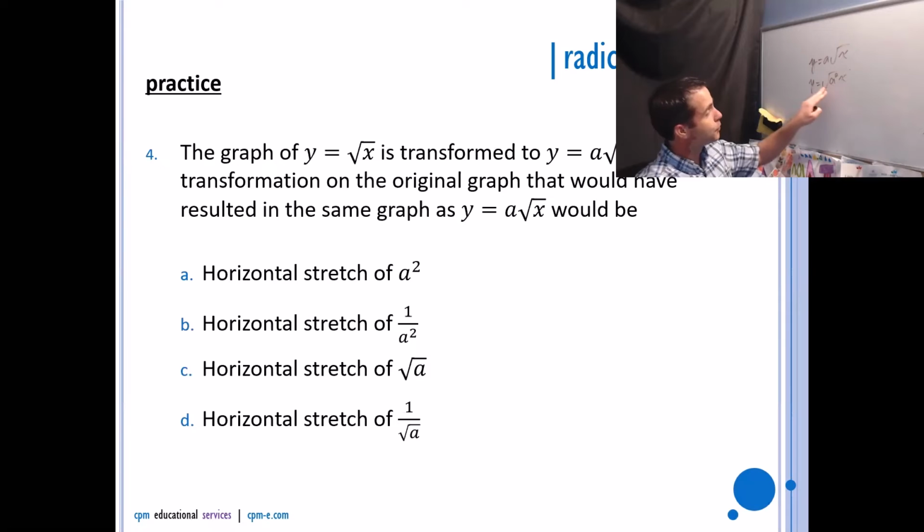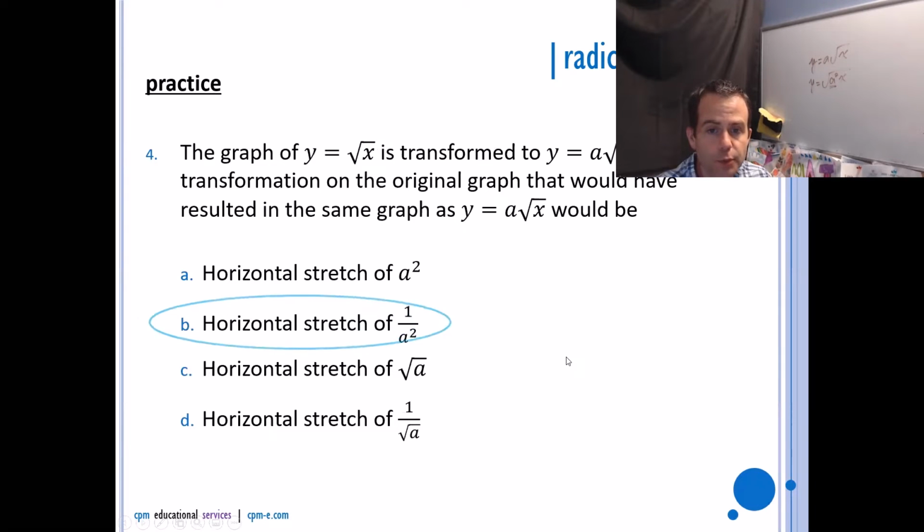Okay, the root of A squared X is the same as saying A root X. So this was a vertical stretch of A. What's this now? It's a horizontal stretch, and it's a horizontal stretch of 1 over A squared. Okay, 1 over A squared. So your answer there would be B.